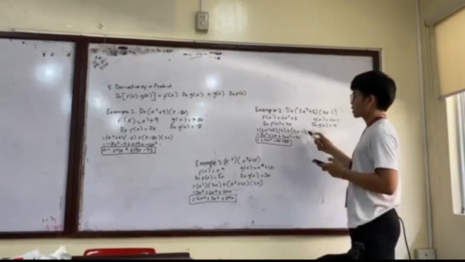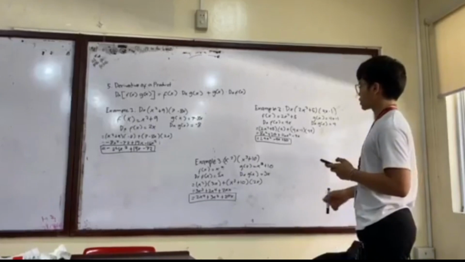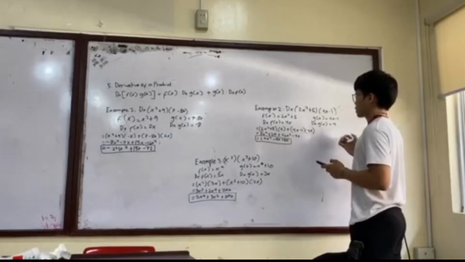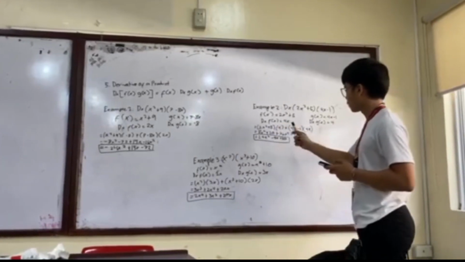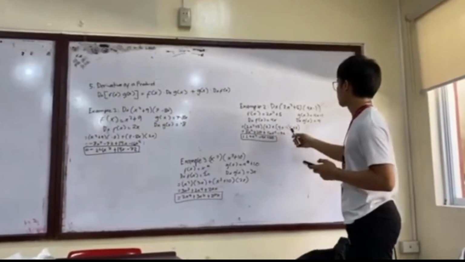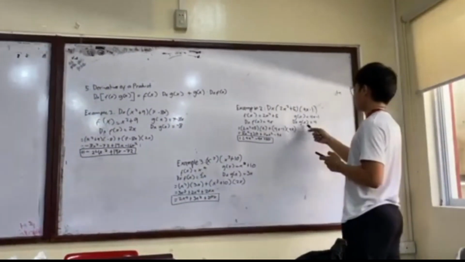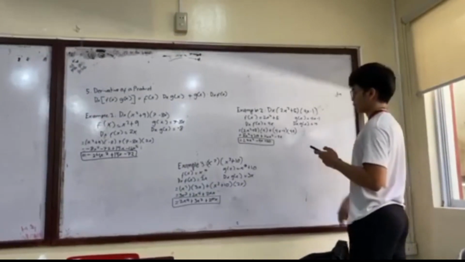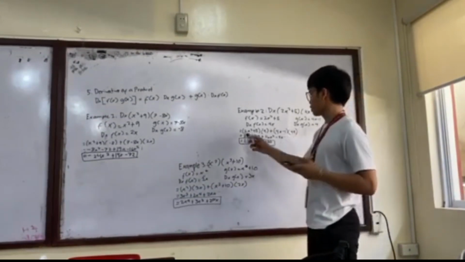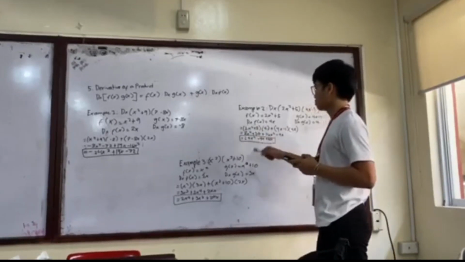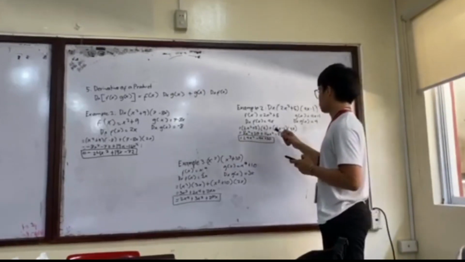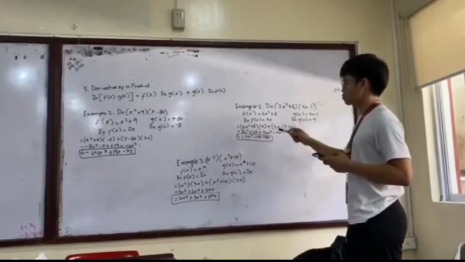So, the second step is to find the derivative of f of x and the derivative of g of x. So for example number 2, the derivative of f of x is 4x and the derivative of g of x is 4. So the third step is to substitute it to the formula. So our answer is 2x squared plus 5 times 4 plus 4x minus 1 times 4x.